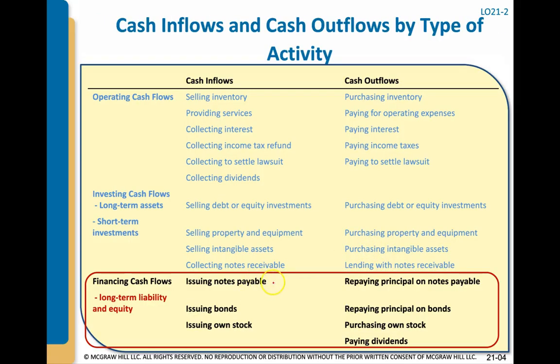So here are just highlighting some of the types of transactions that impact the financing activities part of the statement of cash flows. When we issue notes payable, or when we repay the principal on the notes payable, when we issue bonds, right, as a way of raising capital, or we're repaying the principal. This is really key, the principal only. And when we issue our own stock or buy back our own stock, and when we pay dividends on our own stock.